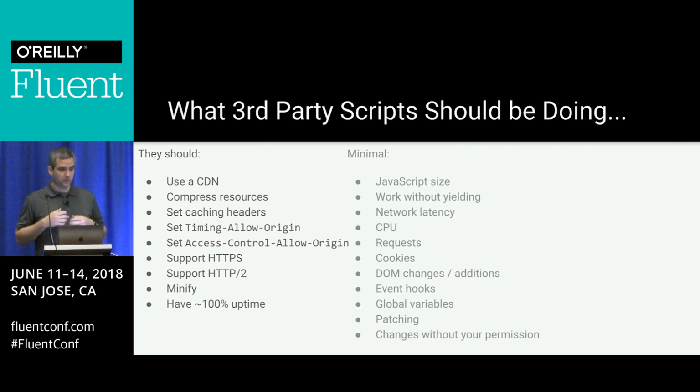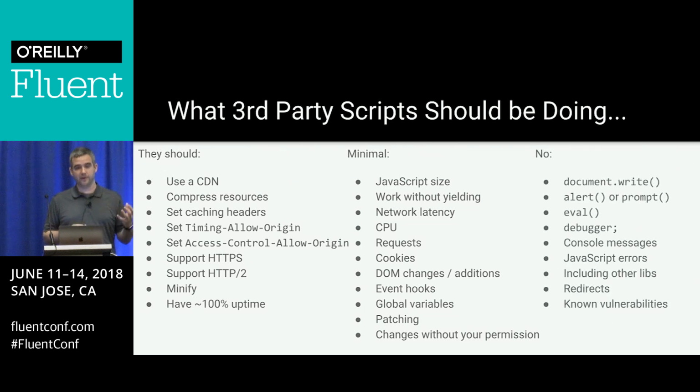Every library that loads should try to minimize the work that it does. Minimal JavaScript code, minimal work, only set cookies if you need to. Don't change the DOM a lot, don't add a lot of event hooks. And there are some big no-nos too, like a third-party library should not be putting in alerts for the customer. It should not be doing console logging, because that can get in the way of the app's actual logging. It should not be throwing JavaScript errors.